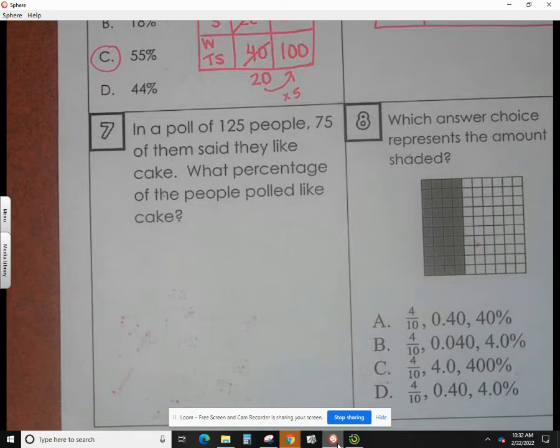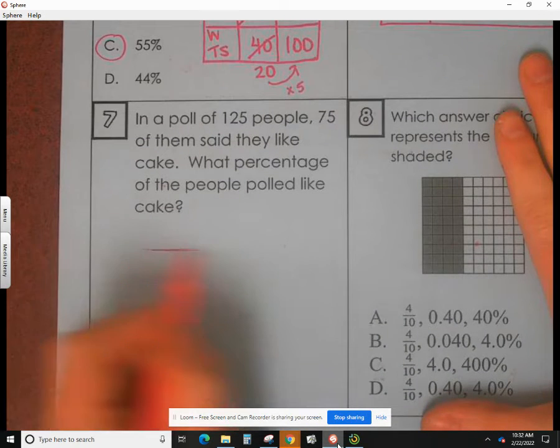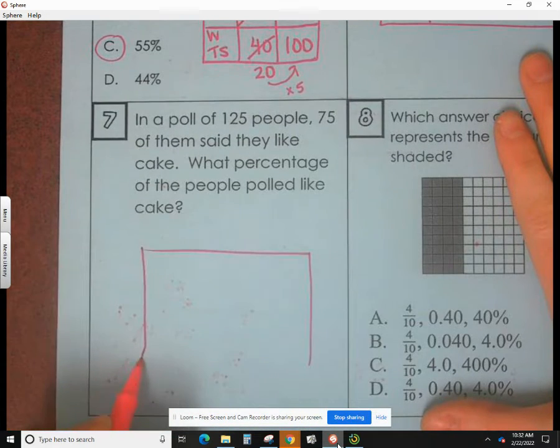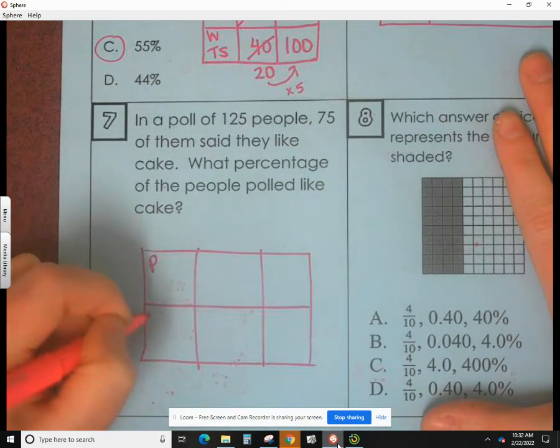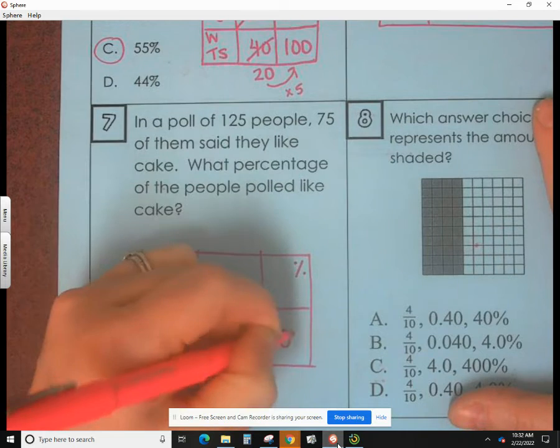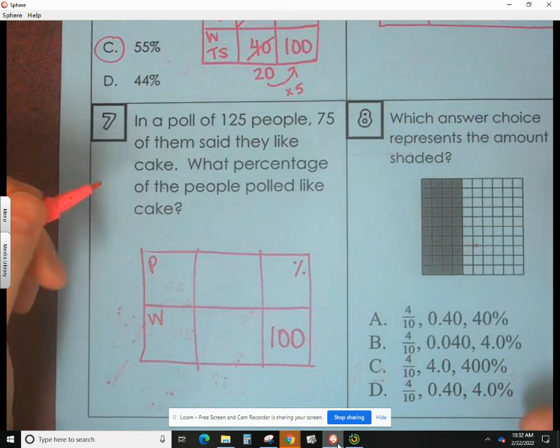Okay, we've got a poll of 125 people. 75 of them said they like cake. We want to know what percent that would be. So again, it uses the word percentage. So we know that we're talking about a percent problem. Be looking for either a percent sign or a percent or the word percent.